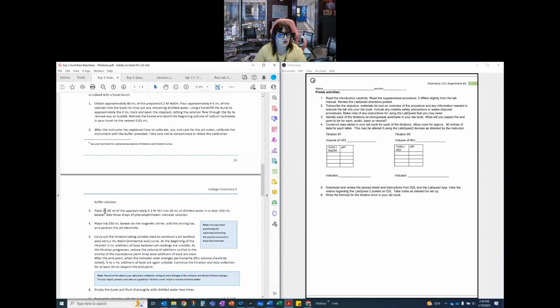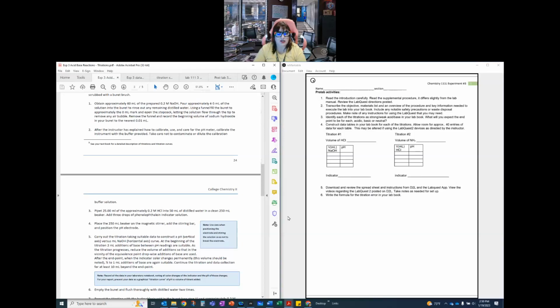So it says 25 mLs of the approximately 0.2 molar HCl into 50 mLs of distilled water in a clean 250 milliliter beaker. So your total volume there is going to be 75 mLs. You'll need that eventually to do calculations, but make sure that you've indicated how much of that solution you took. Your volume of HCl right here would be that 25 mLs. And include that for both of these, because I'm pretty sure it says 25 for both. So that's what needs to go there.